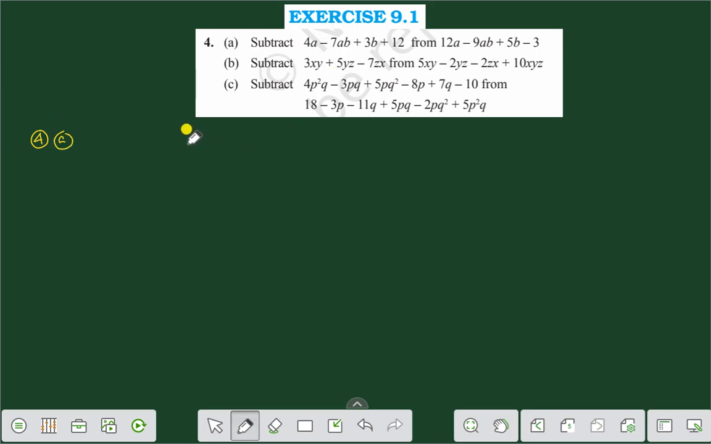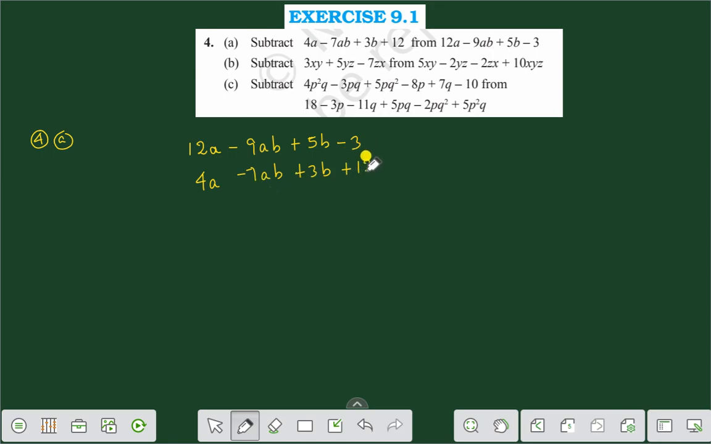We write the number from which we subtract, that is 12a minus 9ab plus 5b minus 3. To subtract 4a minus 7ab plus 3b plus 12, we write it below the like terms: 4a, minus 7ab, plus 3b, plus 12.